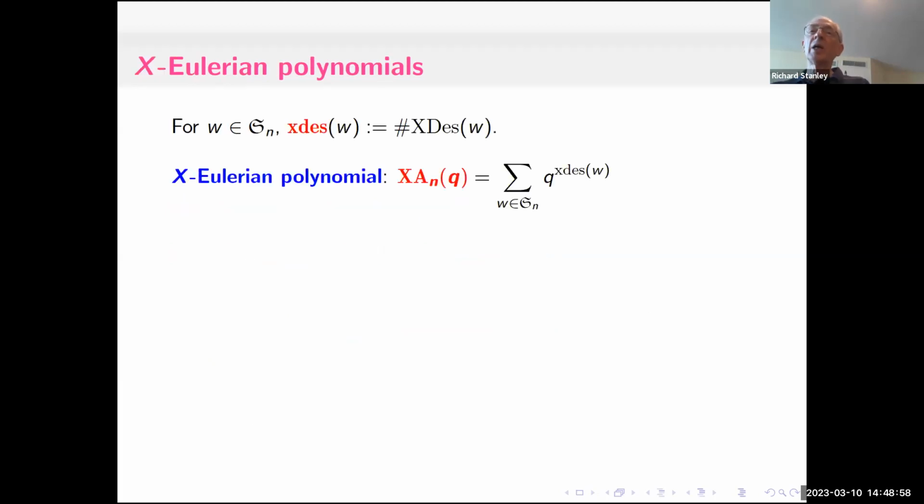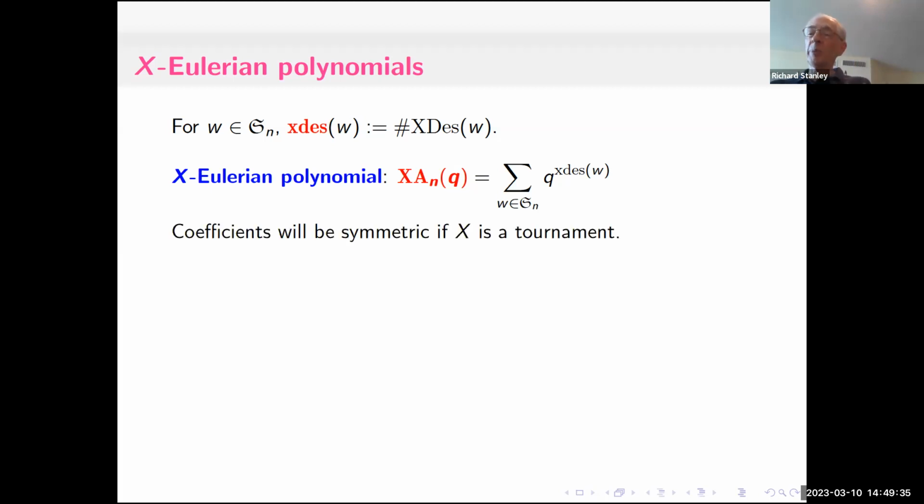Well, obviously, we can extend the definition of Eulerian polynomials to X descents. For any permutation w in Sn, X-des w will be the number of X descents of w. And we can define an X-Eulerian polynomial, XAn of q, in exact analogy with ordinary Eulerian polynomials, the generating function for permutations in Sn according to the X descent set. Can you say anything interesting? Unexplored territory.